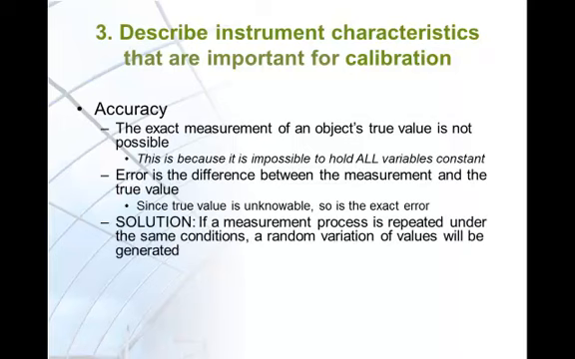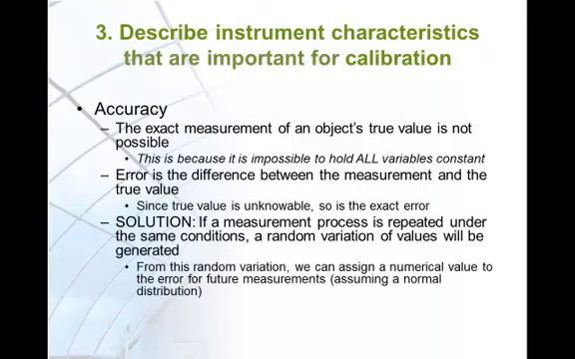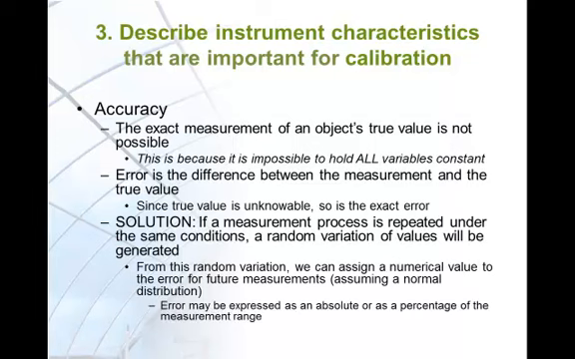The solution to figuring out error is to repeat a measurement process many times in the same conditions. From this, a random variation of values will be generated. From this random variation, we can assign a numerical value to the error for future measurements. The error may be expressed as an absolute or as a percentage of the measurement range. The true value will lie within the range of error.